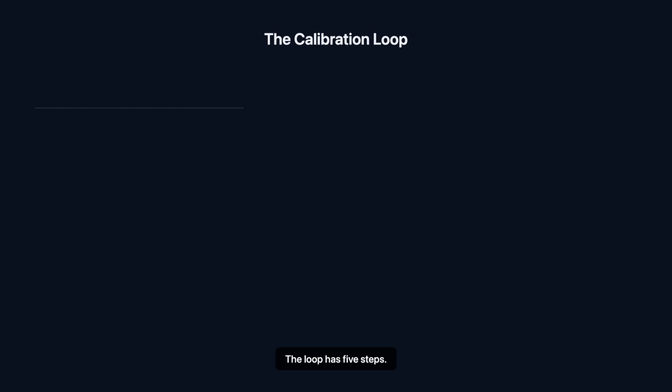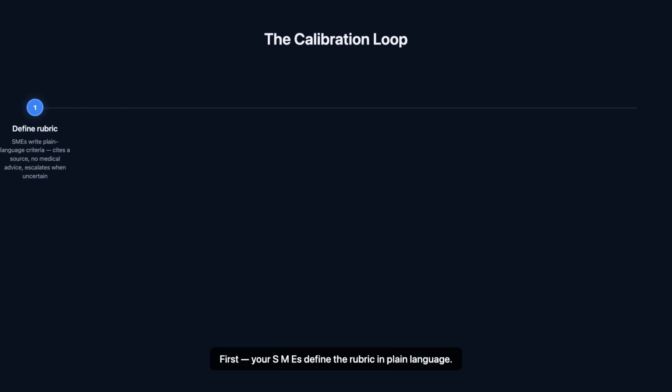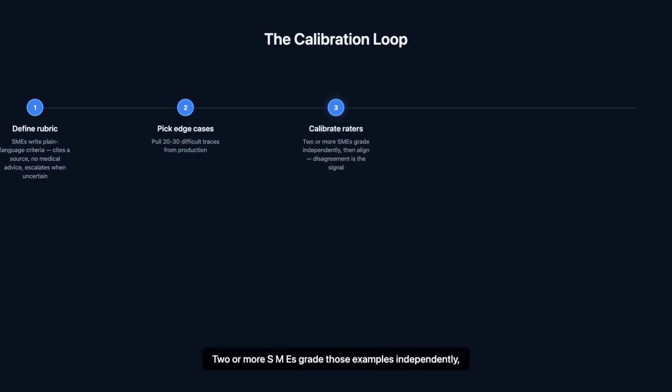The loop has 5 steps. First, your SMEs define the rubric in plain language. Things like, cites a source PDF, uses neutral tone, escalates when uncertain. Second, pick 20 to 30 edge cases from production traffic, not easy ones, the hard ones. Third, calibrate. 2 or more SMEs grade those examples independently, then sit together and resolve disagreement. The disagreement itself is the signal that tells you where the rubric is ambiguous.